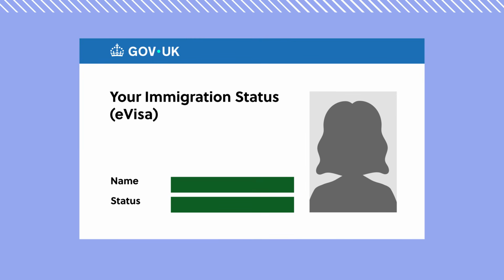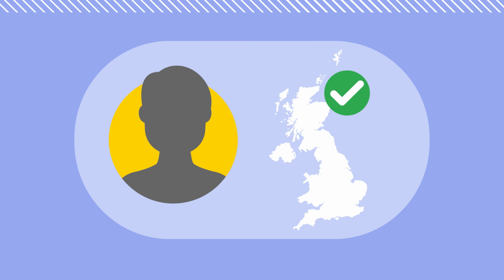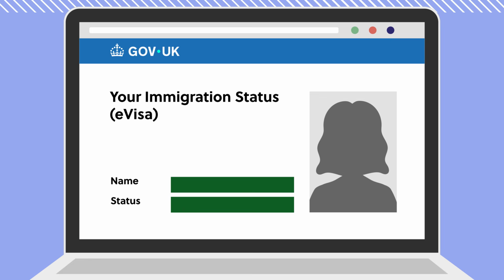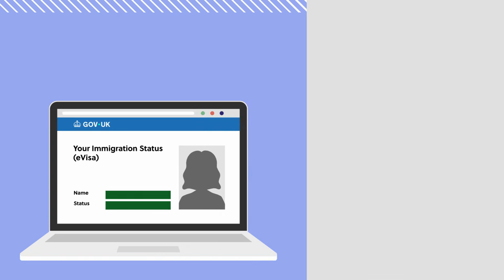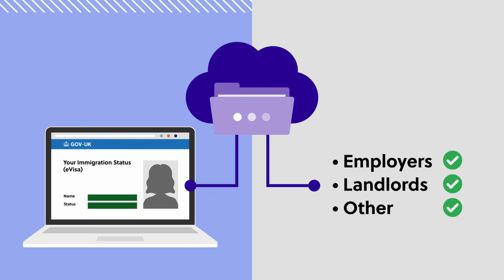The UK border and immigration system has become digital. An eVisa is a digital record of your identity, your immigration permission in the UK, and any conditions which apply. You can access it by signing into your UK Visas and Immigration or UKVI account. If you need to prove your immigration status to an employer, landlord, or other organisation, this video shows you how to do it.